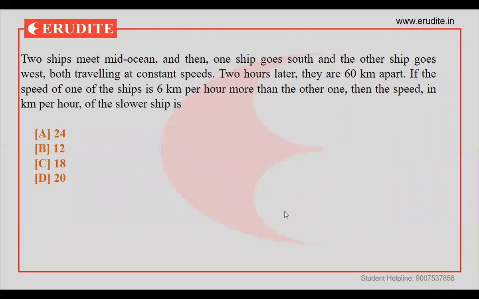Hello everyone. So we are going to discuss this question. This question came in CAT 2022 slot 2 paper. So what they're saying is that two ships meet mid-ocean and then one ship goes south and the other ship is going towards west, both traveling at a constant speed. If 2 hours later they are 60 km apart, and the speed of one ship is 6 km per hour more than the other one, then what is the speed in kilometers per hour of the slower ship?